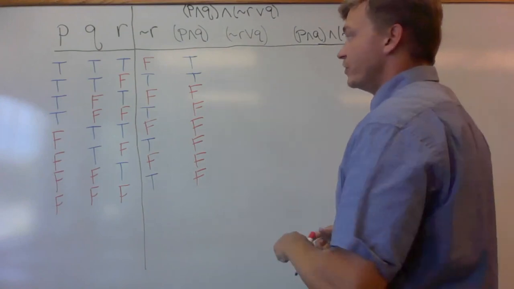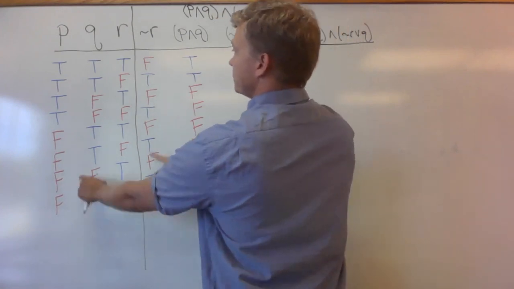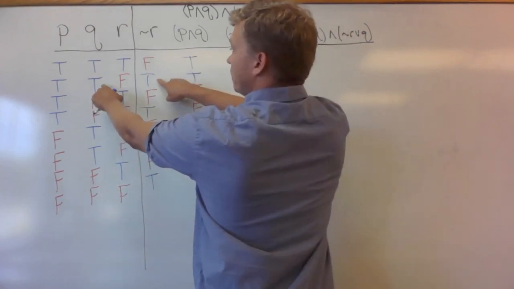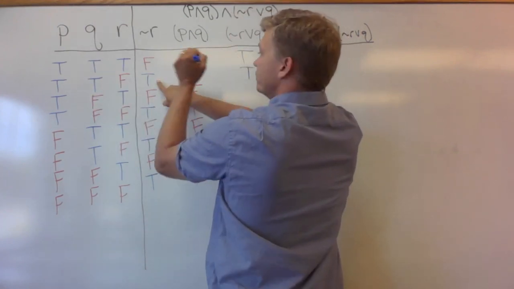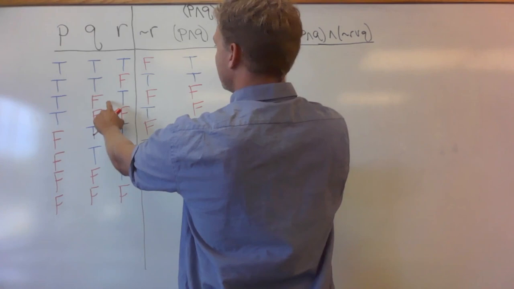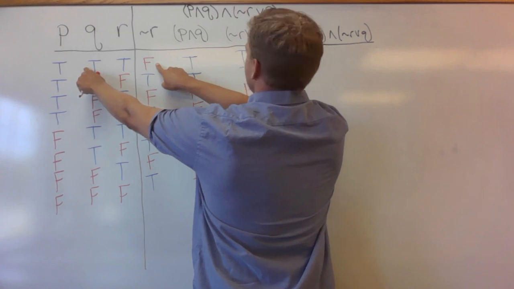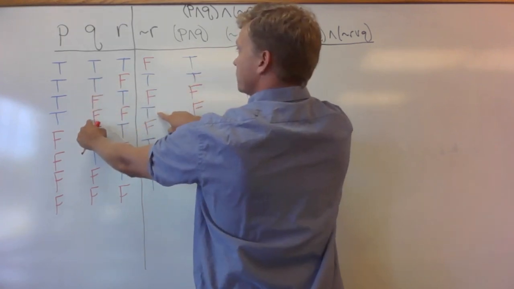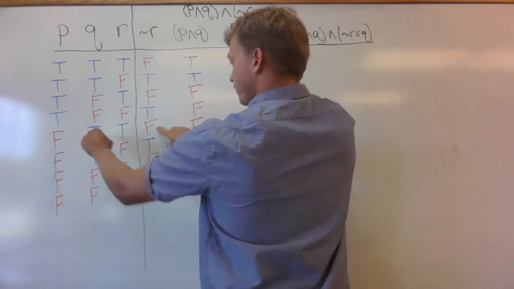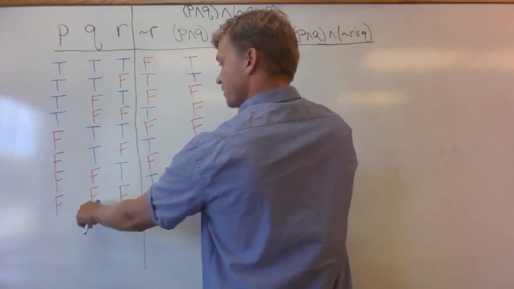The OR connective will give us more true than false. We'll see what happens there. Not R, so this one here, and Q, this one here. So true or false is true. True or true is true. False or false is false. All right, number 3, not R or Q: true, true, false, true, true, false, true.